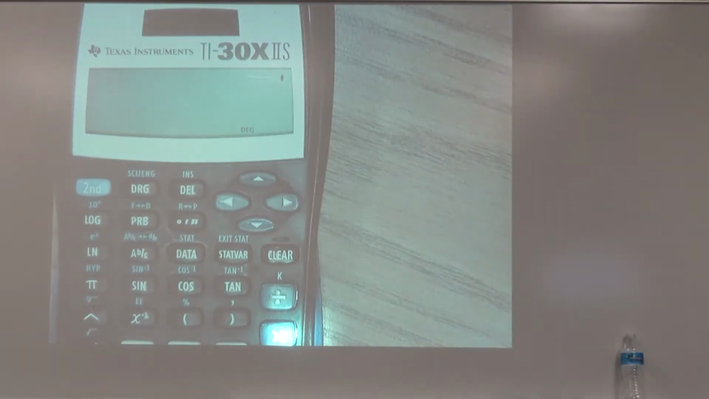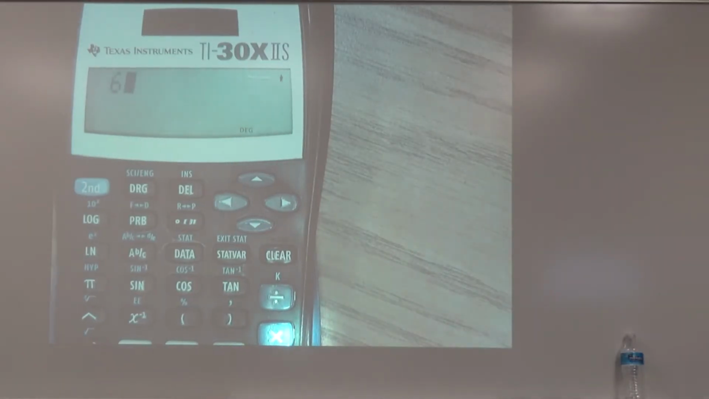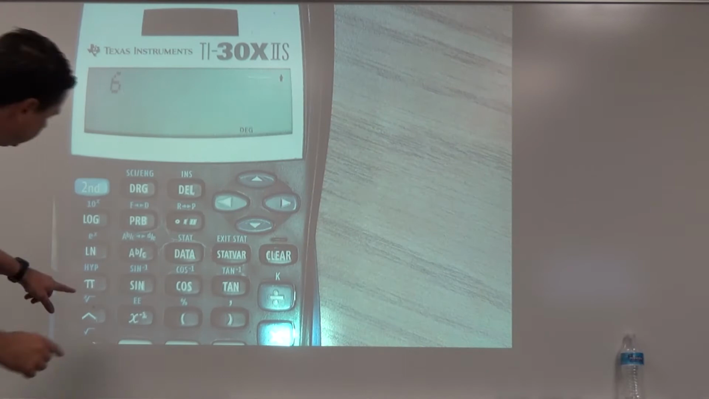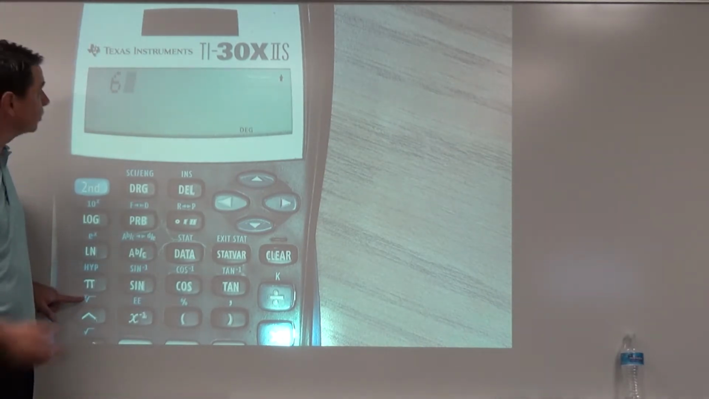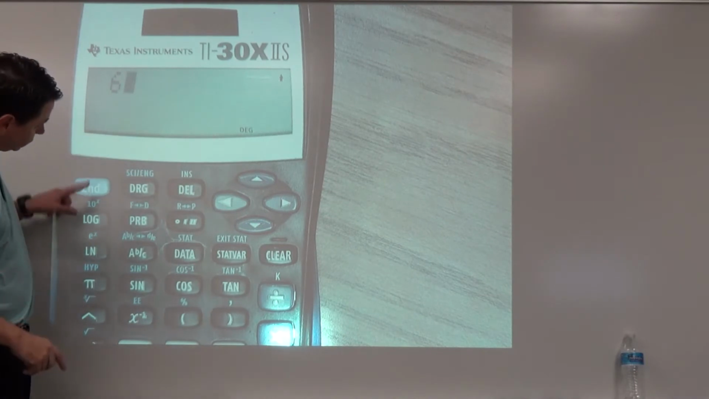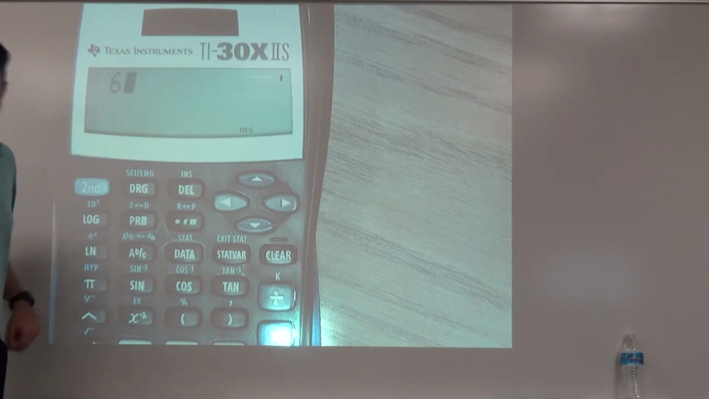Okay, we want to take a 6th root, so we'll start by telling the calculator the index. And then we want to use the X root button, which is the blue one right here, not square root, X root, because we're going to take a 6th root. So 2nd, up caret.